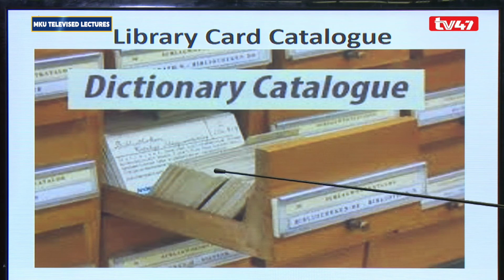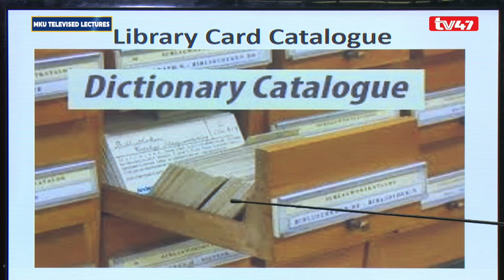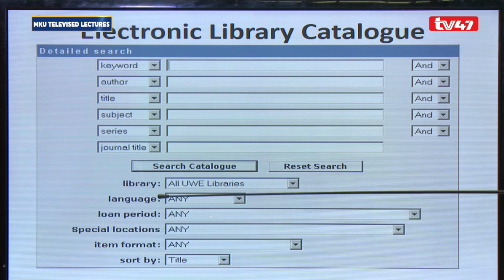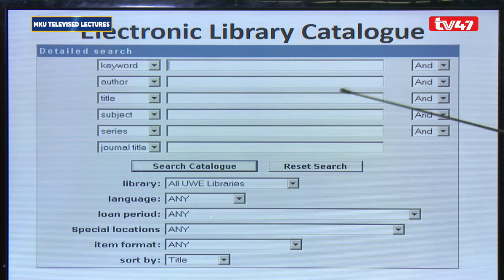Previously, we used to have catalog cards in wooden cabinets like this. But with the advent of computerization and the increase of information resources, it had to be mechanized, and new catalogs look like this. This is the electronic library catalog. You can see the metadata is captured here. These are the metadata areas captured, and these are the fields where information is entered.